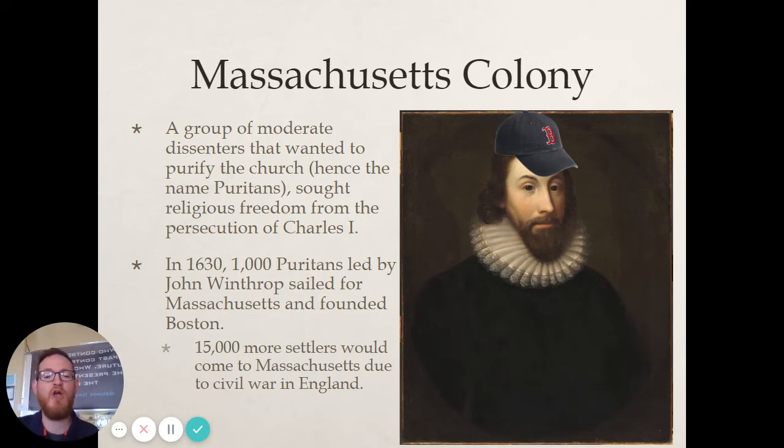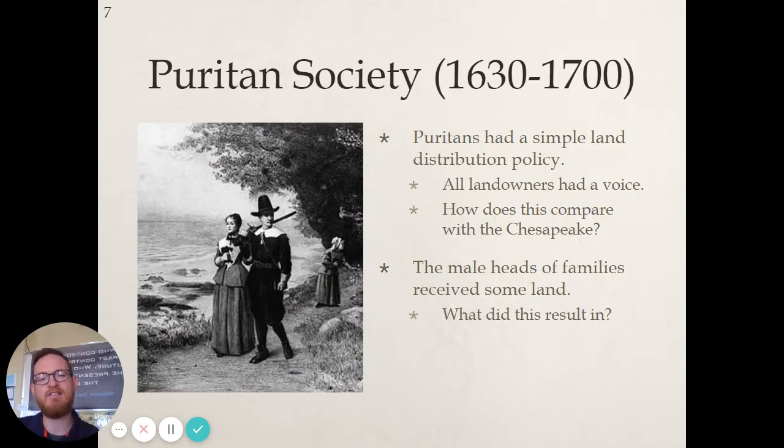15,000 more settlers would come to Massachusetts due to that Civil War in England. So you're going to see how these colonies would grow pretty quickly based on what was happening over in England. Now, Puritan society, you're going to see with Puritan land distribution, all landowners had a voice.